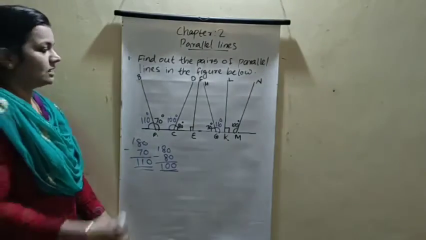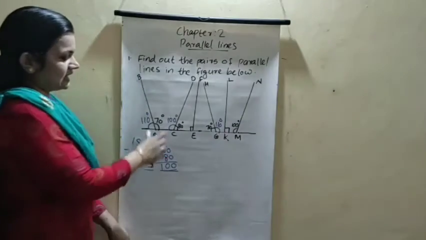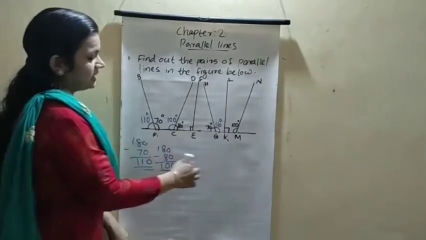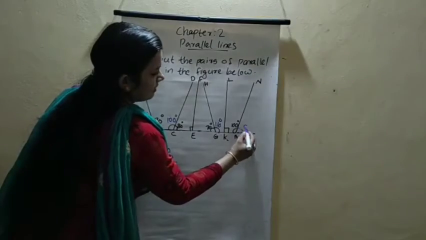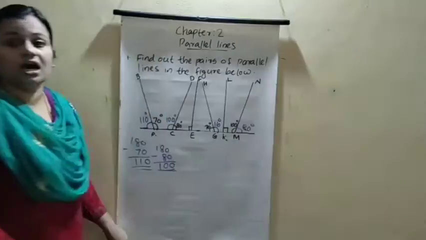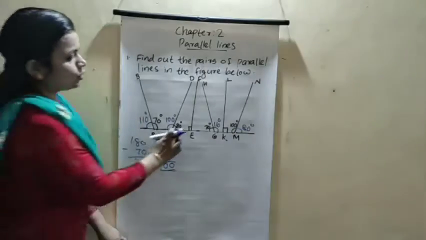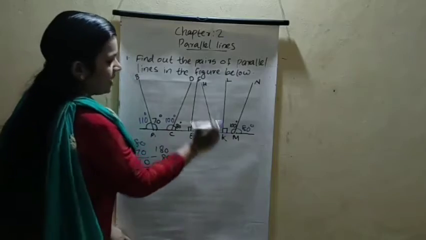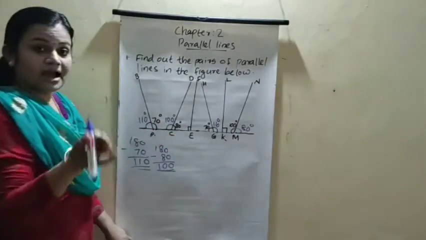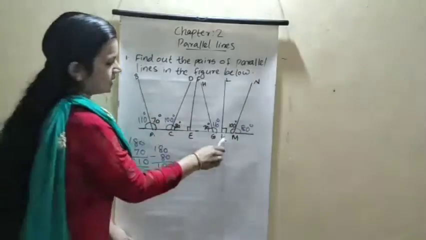Then how to find out? 180 minus 100, the pair of this angle is 80 degrees. 100 plus 80 is 180 degrees. These are parallel. Then the remaining two lines are EF and KL.